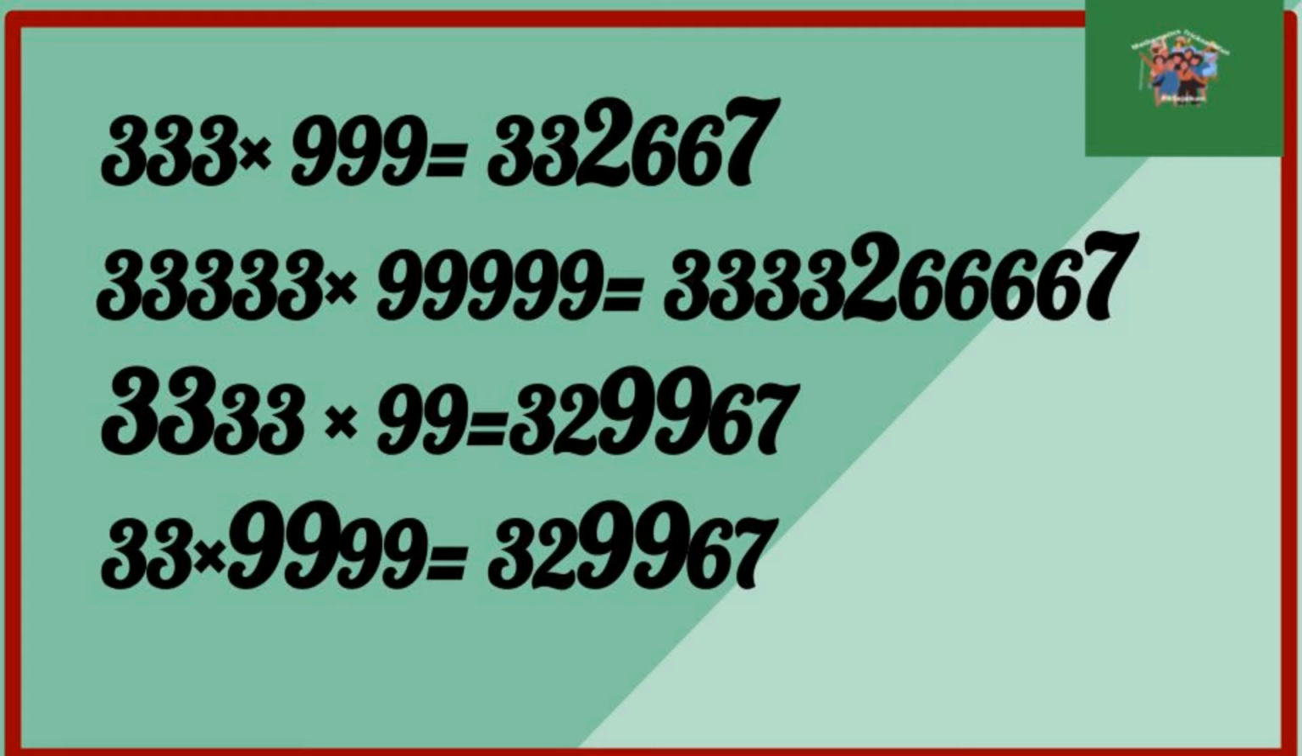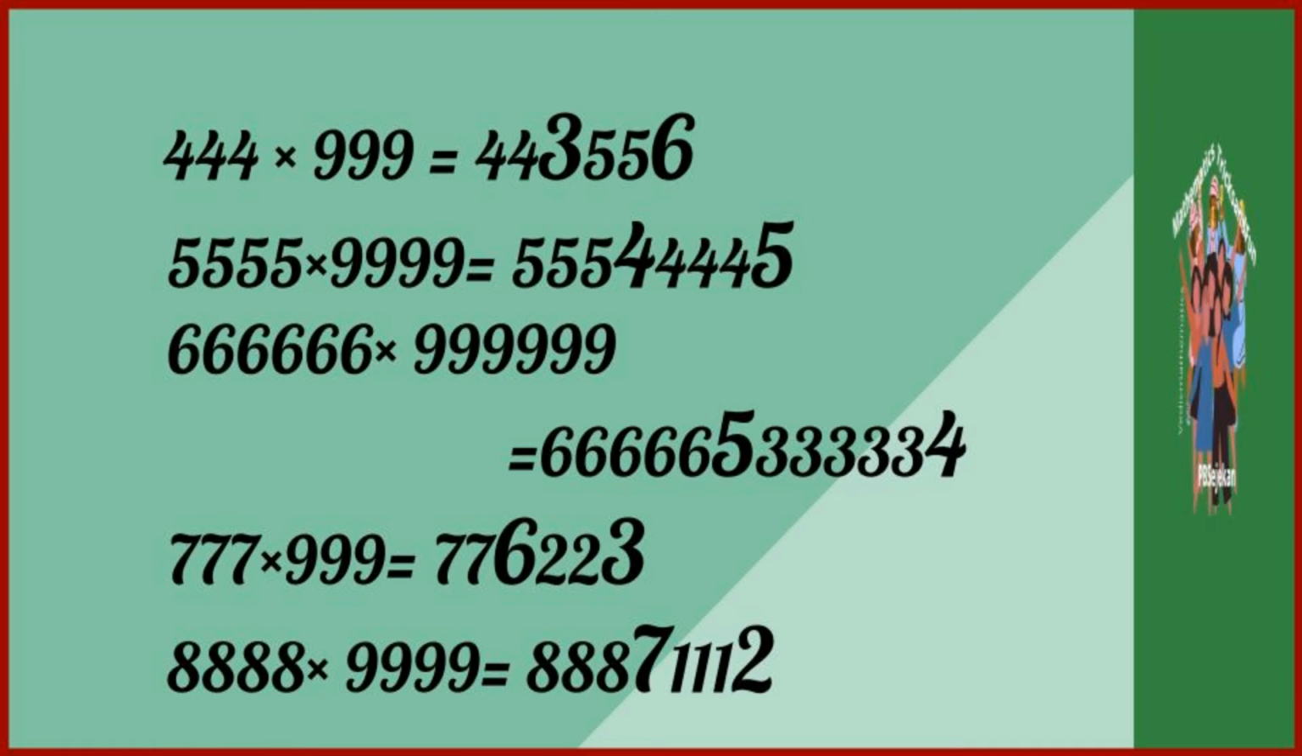33,333 is multiplied by 99,999. The answer is 33,332,66667. The other two examples, 2 3's and 2 9's are extra. So the answer is 329967. These are some examples to show how to apply the code in the multiplication with 9's.